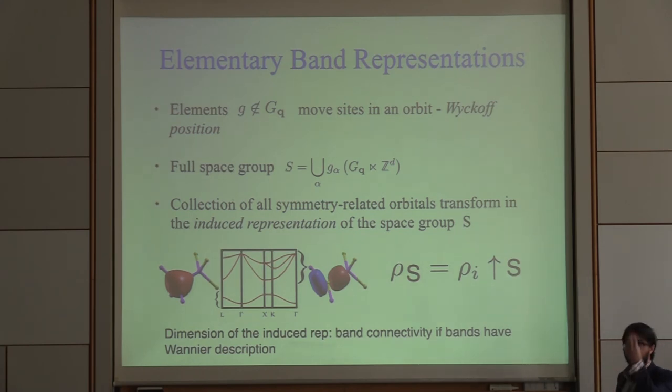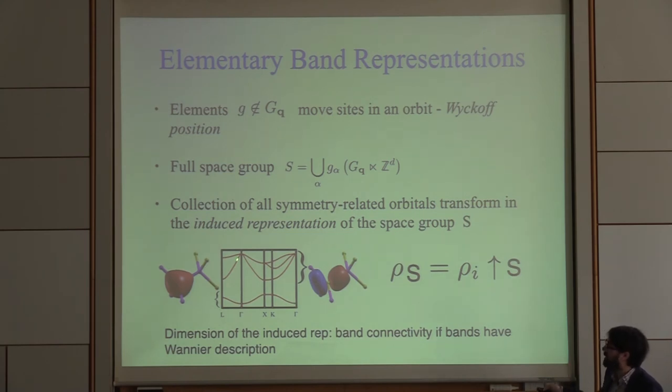So all you're doing is inducing a representation from a finite point group, which is the site symmetry group, to the full space group. Now, this is an infinite representation, but that infinity just tells you that you have a lot of momenta in the Brillouin zone. So that infinity is a bit fake.